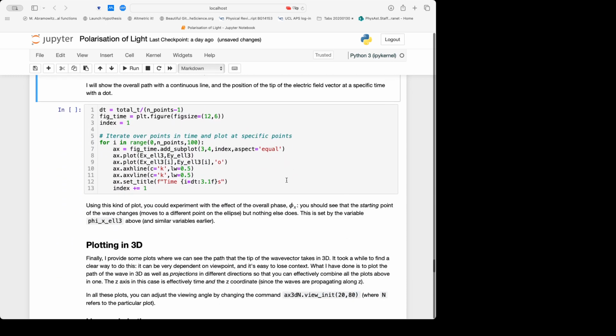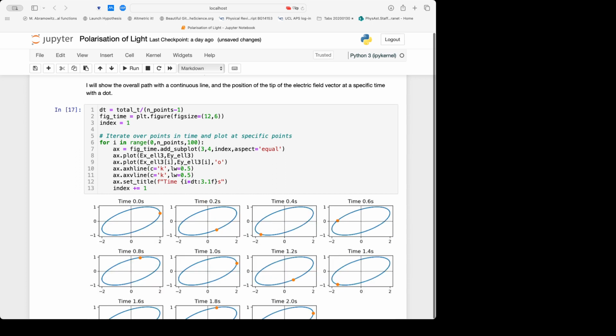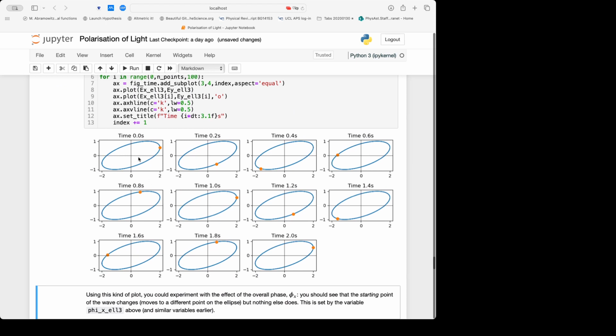Another thing that we can do, this is another little bit of Python here, where I'm going to plot out a series of snapshots. So what I'm going to do here is iterate over 100 time points, and at each point I'm going to plot the ellipse, but then I'm going to put a dot where the tip has got to at that time. So let me plot that. So here you see what I'm talking about.